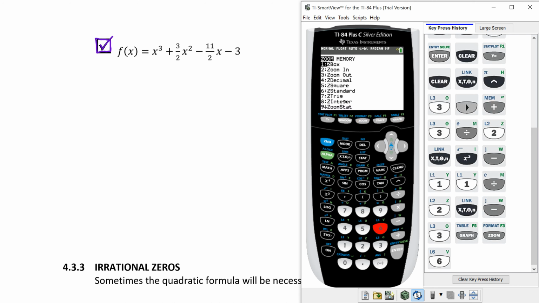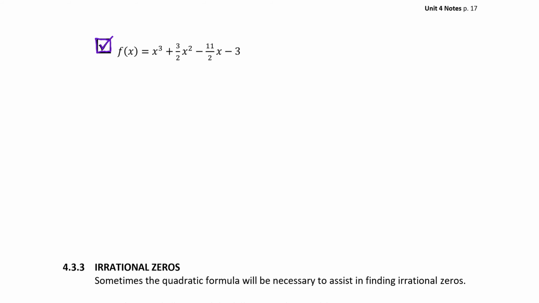Now I'm looking at my graph. Previously I changed the viewing window. I'm going to go back to Zoom 6, the standard viewing window. And observe this graph crosses the x-axis 3 times. So we know that each 0 is going to have multiplicity 1. So we're going to have 3 distinct zeros. I'm going to start with the leftmost 0 this time. Looks like it's crossing at -3. So let's verify that -3 is a 0 of this polynomial using synthetic division.